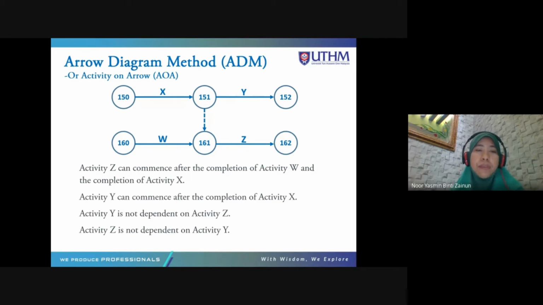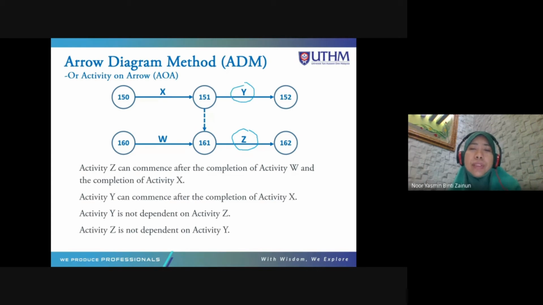For example here, activity C can be carried forward after activities X and W are done. And activity Y can be carried forward after X is done. Activity Y does not depend on Z, because no arrows connect activity Y with Z. And activity Z also does not depend on Y.